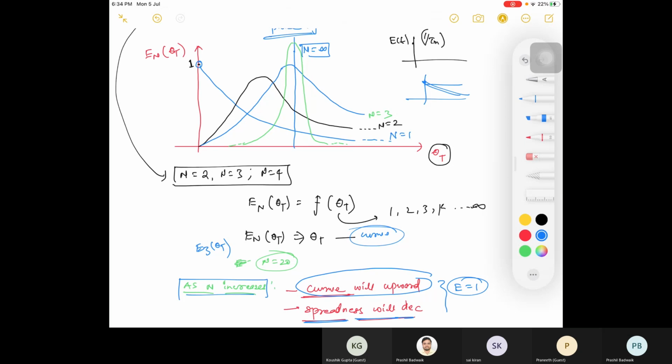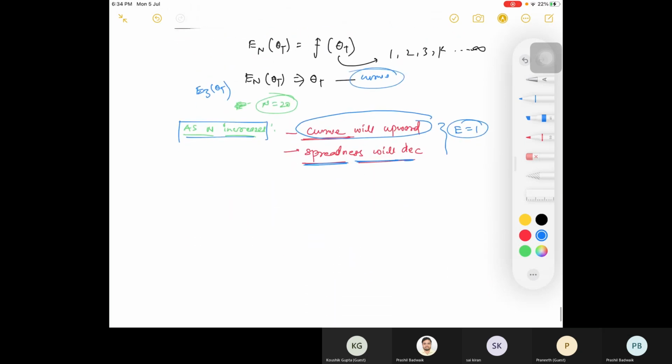Now, suppose you have been given any reactor arrangement. By that arrangement, you can calculate sigma theta t square. I'll tell you how you can calculate it. Okay, by the way, I'll tell. How will you calculate sigma theta t square?